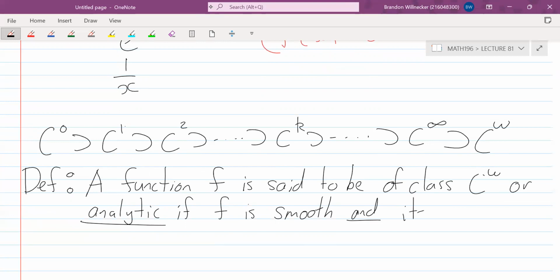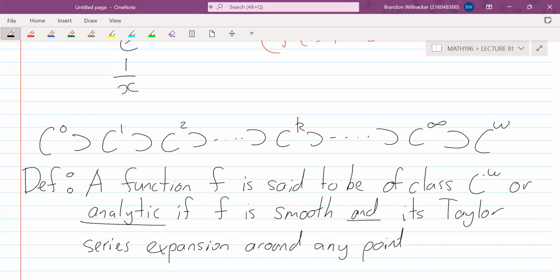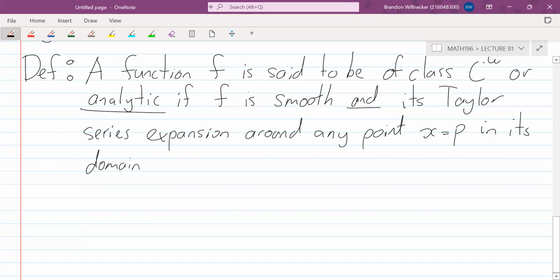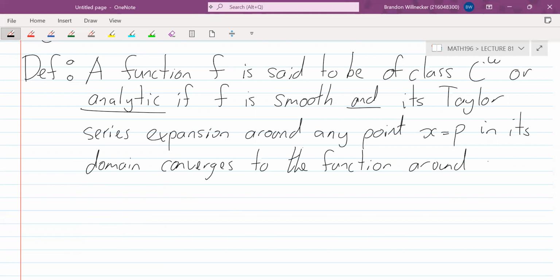And its Taylor series expansion around any point, let's say P, in its domain, converges to the function around some neighborhood of that point P.